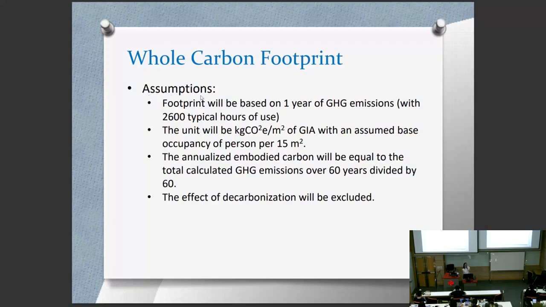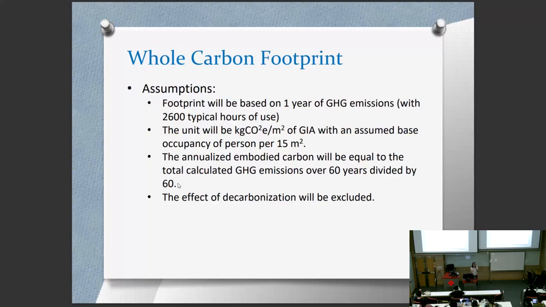So once again, we need to make some assumptions. The footprint will be based on 1 year of greenhouse gas emissions, and the unit is per square meter, with an occupancy density of 15 square meters per person. The annual embodied carbon will equal the total greenhouse gas emissions over 60 years divided by 60. So we want to find out the whole carbon footprint each year.